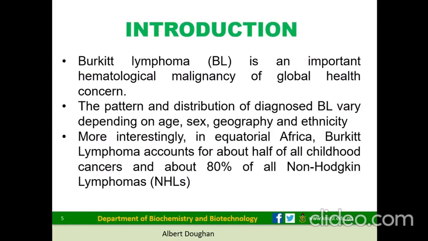Burkitt lymphoma is a form of non-Hodgkin's lymphoma that mostly affects B cells and causes a tumor around the jaw area. It was named after the Irish surgeon who first described it in Africa. Burkitt lymphoma also has several types, but the main type of focus in this talk will be endemic Burkitt lymphoma, which mostly affects African children.